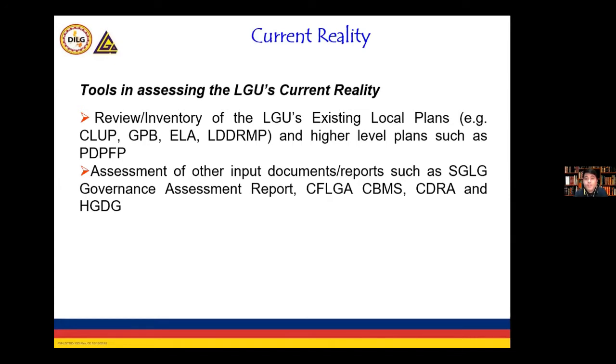Child-friendly local governance audit. So this could be a helpful input, particularly for the social sector under the subsector ng children and youth, no? CBMS, SIDRA, and HGDG. Yung SIDRA is very useful because we are now emphasizing that CDPs must be risk-informed, no?